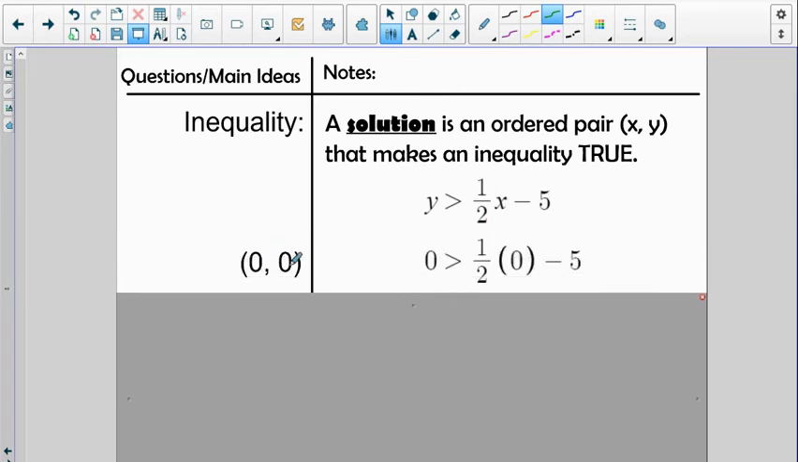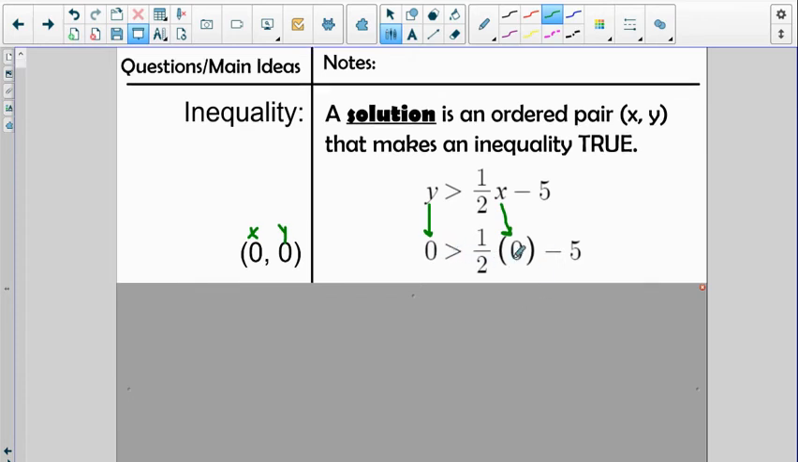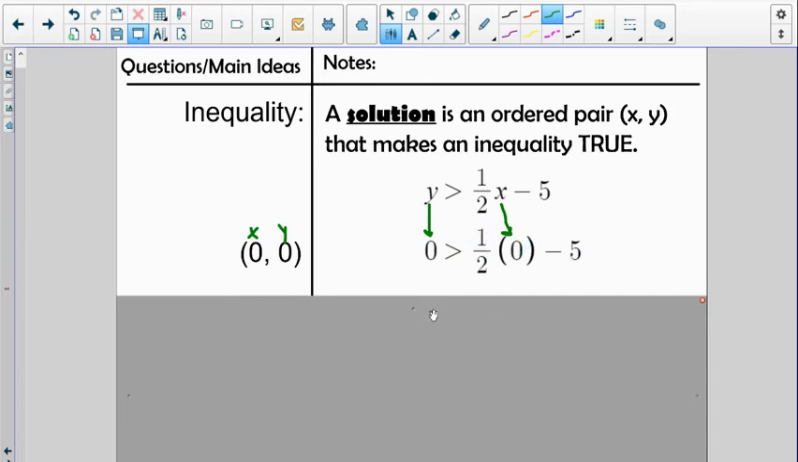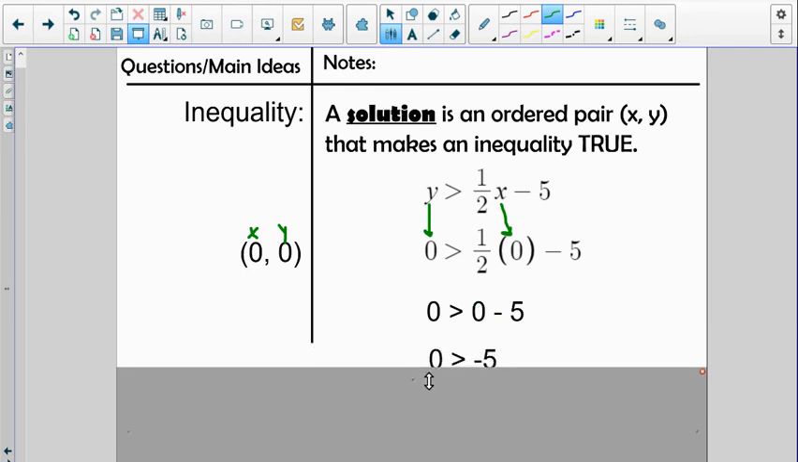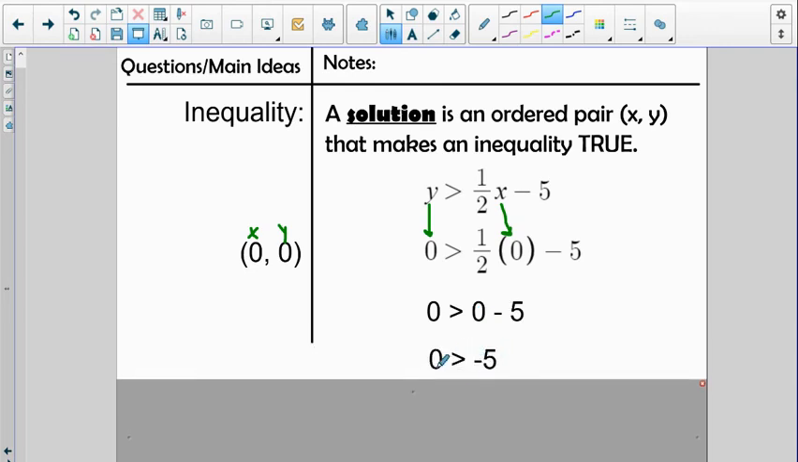So what I want to do is test this point. Is 0, 0, the origin on the graph, a solution to this linear inequality? I take my x value of 0 and my y value of 0, and I substitute. I have to do a little bit of math because I can't tell if the left side is greater than the right side yet, because I don't know what the right side equals. So I have to do 1/2 times 0, which is 0, and then 0 take away 5 is -5. So I have to think about, is this true? Is 0 greater than -5?